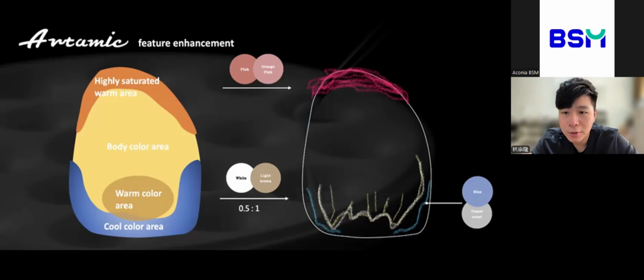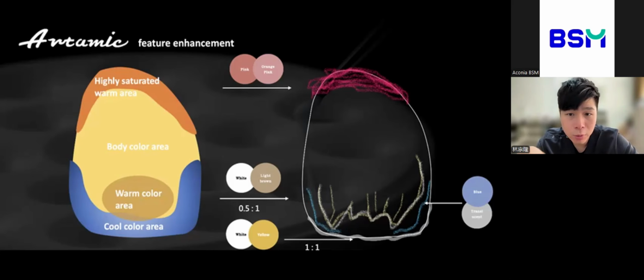Next, I'd like to create a hollow face by mixing the white and the yellow at a ratio of 1 to 1. As I mentioned earlier, the hollow face is milky, slightly yellow light. So you can also mix the white with light brown or yellow, depending on the look you want.